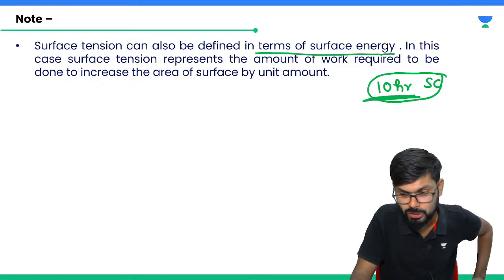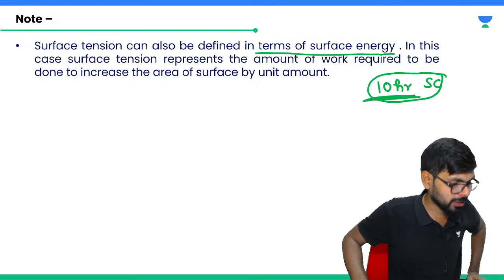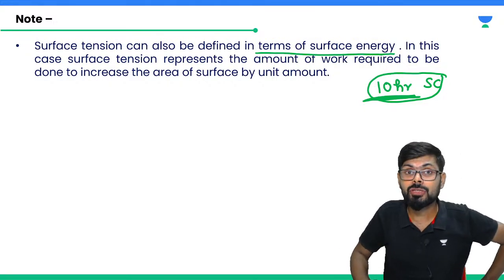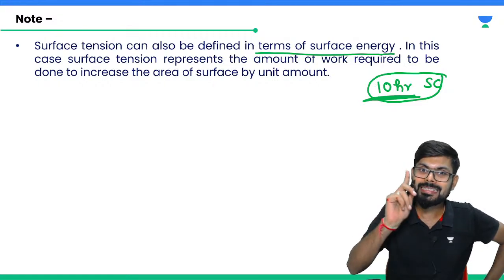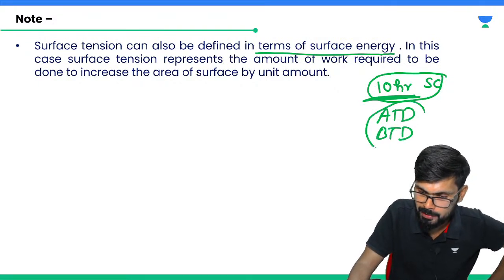But only one confusion I have, beta. What is that confusion? The confusion is, should I start from applied thermodynamics or basic thermodynamics? This is the doubt I have.